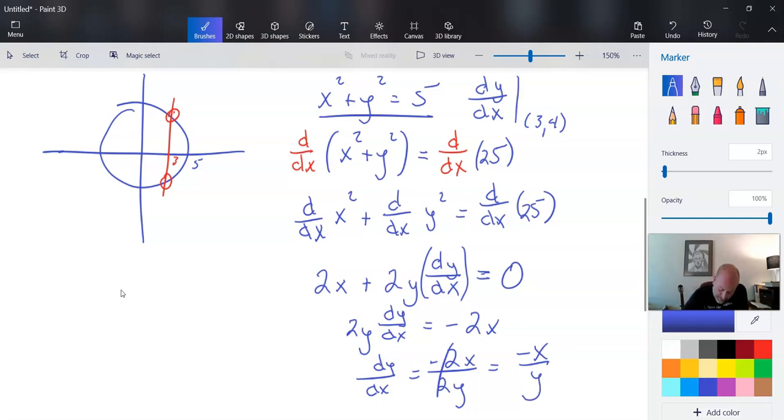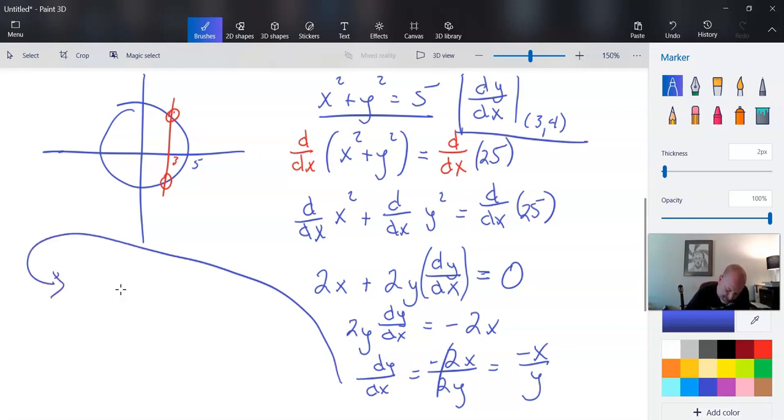And so if I want to, now, I still haven't evaluated this, right? But if I take dy/dx and I evaluate it at (3, 4), I just need to plug this in. So it's going to be negative 3 over 4. So it's negative 3/4. Right? So we just found the slope.